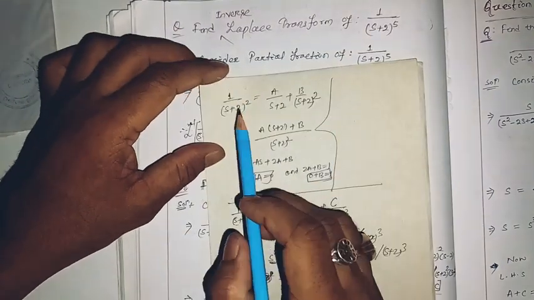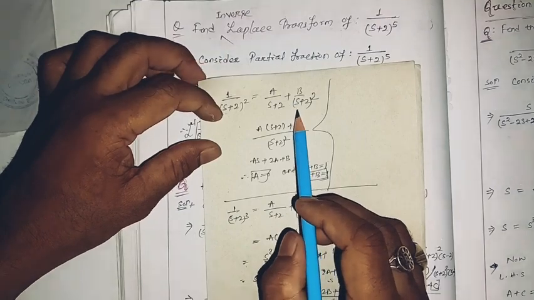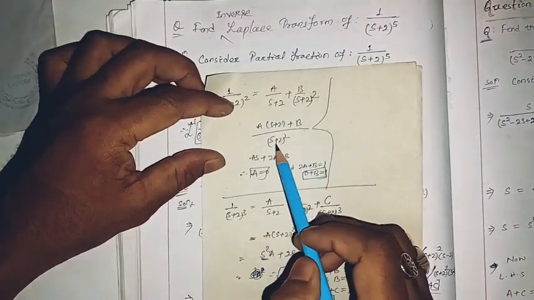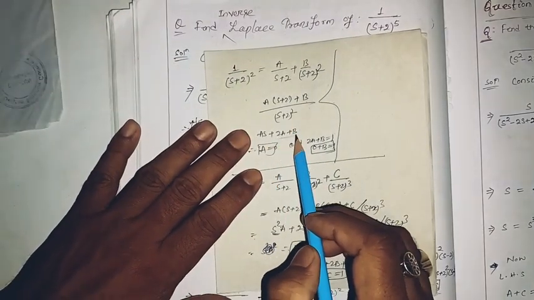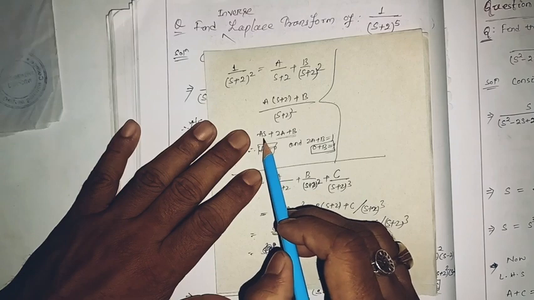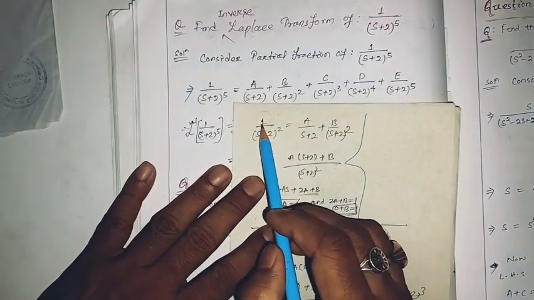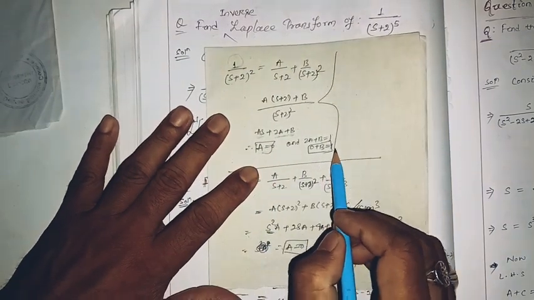Here you can see, if 1 by (s plus 2) square is there, then if I solve it, A into (s plus 2) plus B, by (s plus 2) square. So here you can see As plus 2A plus B will be there. There is no s term in the numerator, so A will be 0. If A is 0, B will be only 1.